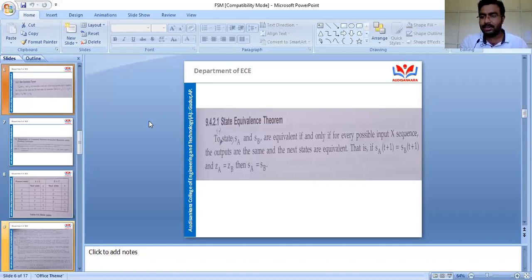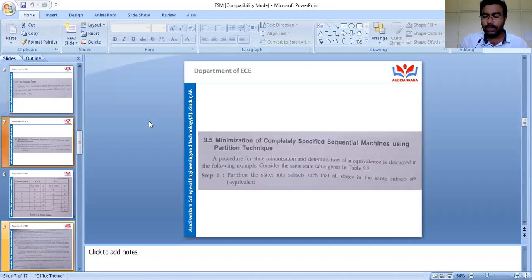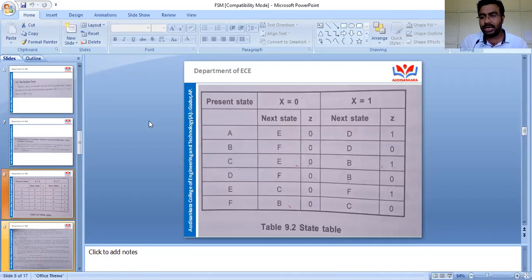Using this equivalence theorem, keeping that in mind, we are going to see how we can simplify completely specified state machines with the help of the partition technique. To apply the partition technique, we have clear-cut steps that we have to follow. Let us see, students, this is a completely specified state machine.